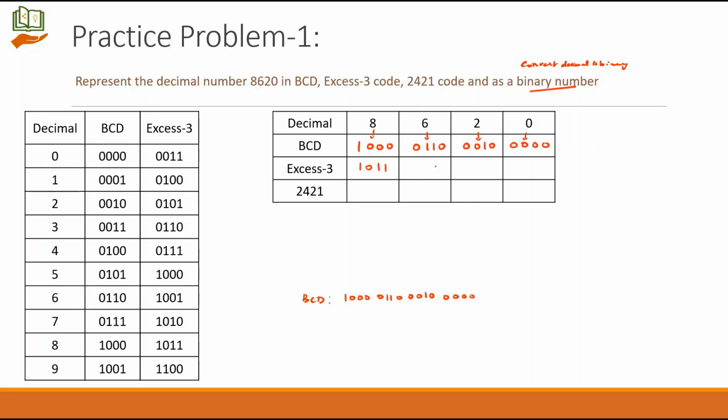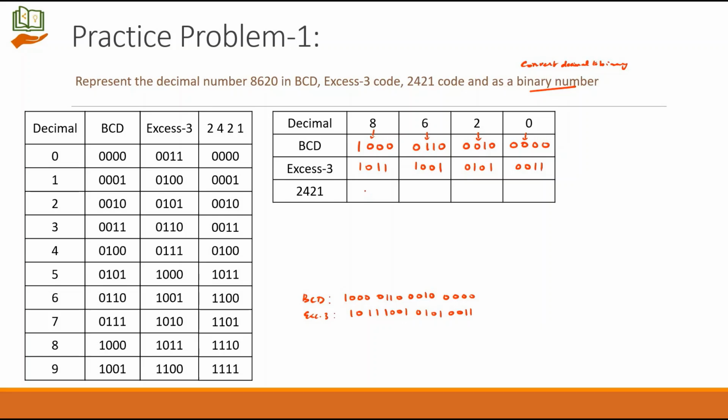1011. What is 6? 1001. What is 2? 0101. And what is 0? 0011. So the XS3 can be written as 1011, 1001, 0101, 0011.